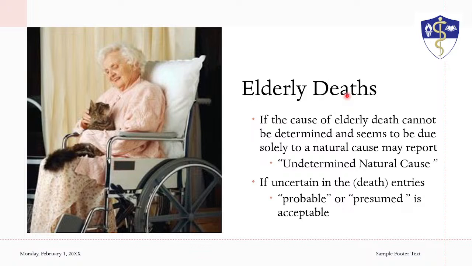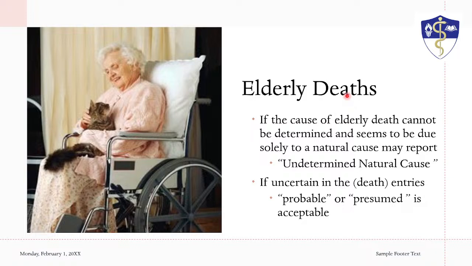Elderly deaths. If the cause of the elderly death cannot be determined and seems to be due solely to a natural cause, you may report undetermined natural cause. So if the cause of death cannot be determined, you just place undetermined natural cause. If uncertain, probable or presumed entries are acceptable. Okay? If uncertain about the death, this is the time that you can say probable.